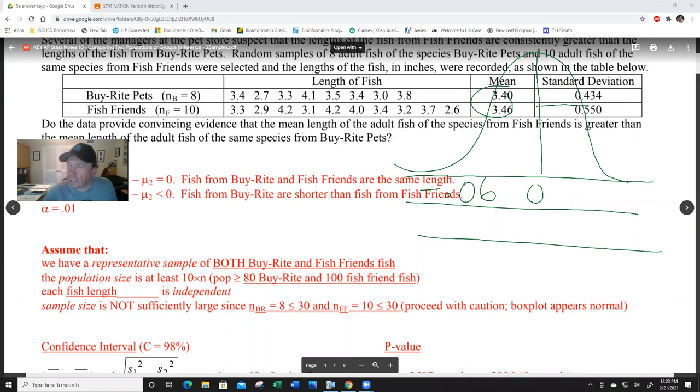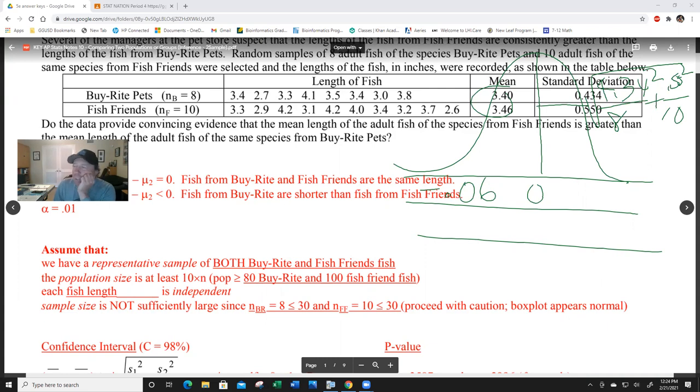The standard deviation, now this is how you're gonna write it out. All you're gonna do is you're gonna go 0.434 squared over 8 plus 0.55 squared over 10. Don't calculate it, but just draw it out. Again, it's Pythagorean. That's all you really have to do, okay?